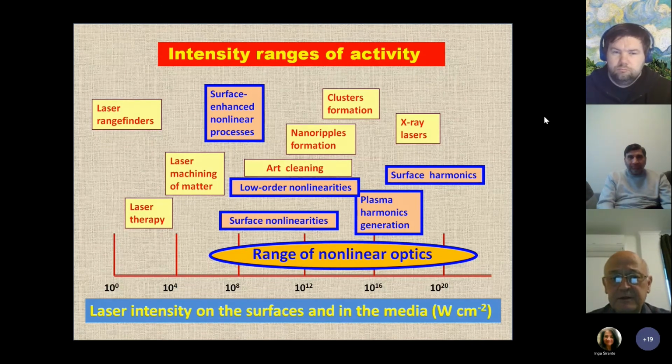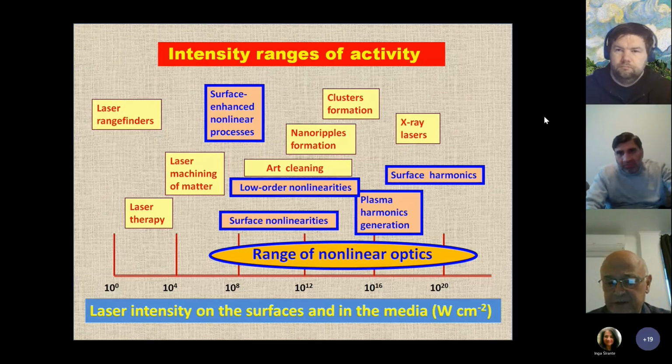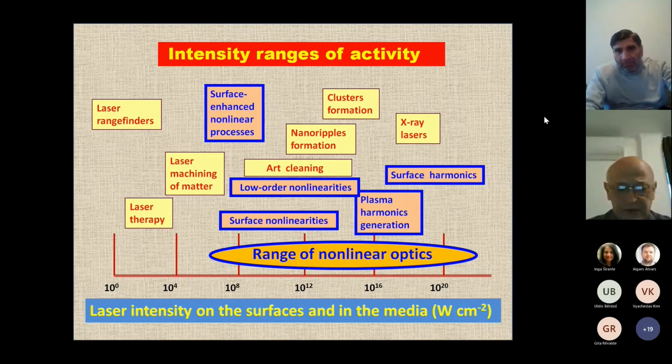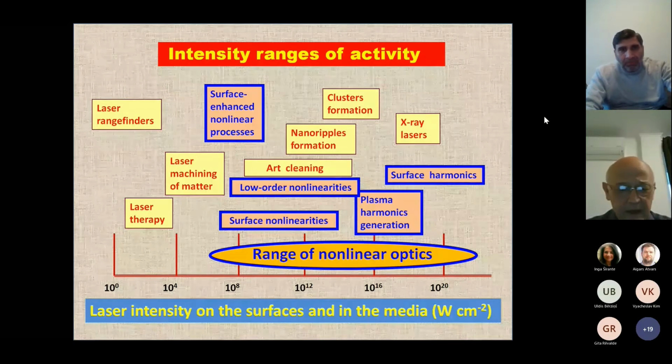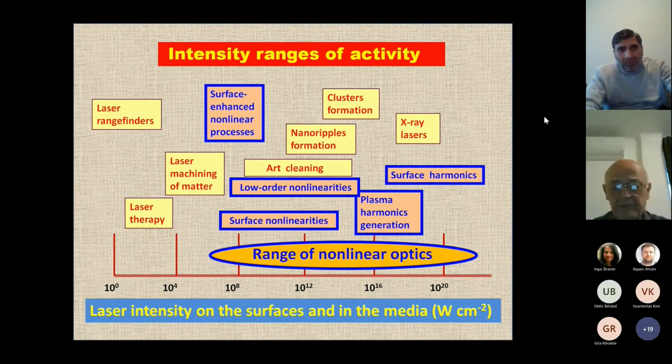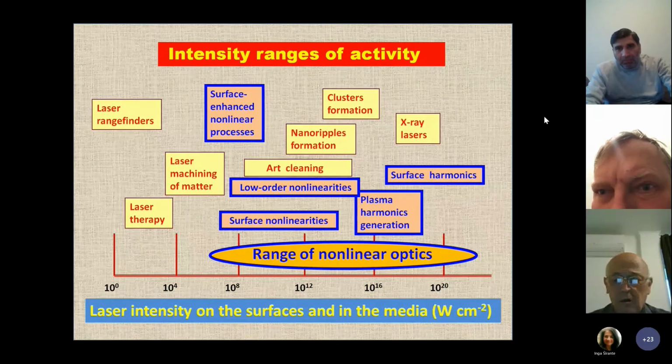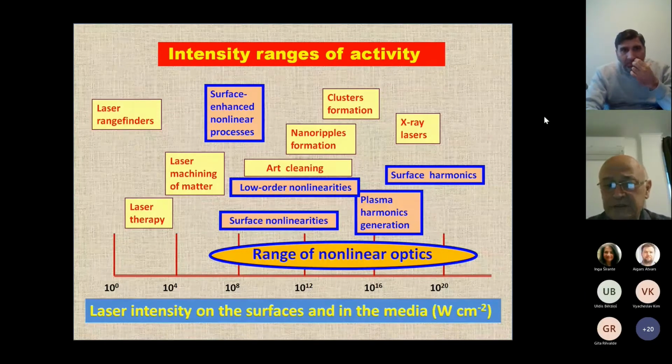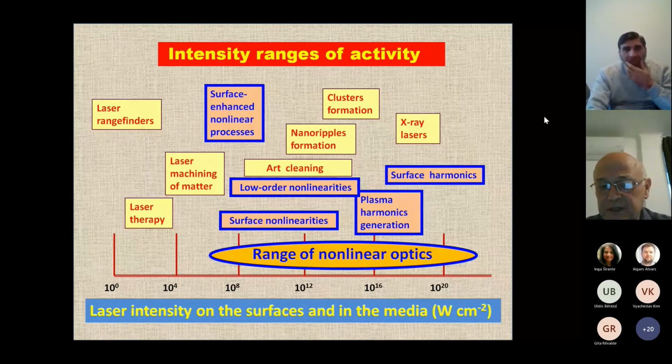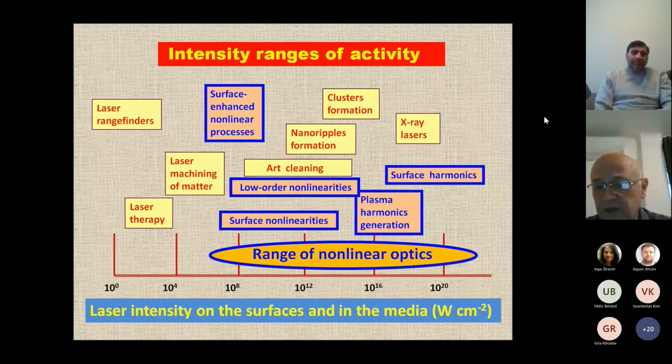Here I presented the intensity range of activity. Below you see the x-axis where I put laser intensities on the surfaces and inside the media, which spans from 10^0 up to 10^23 watts per square centimeter. Over a long time of my activity, I worked with laser rangefinders, laser machining of matter, laser therapy, art cleaning, nanoripples formation, clusters formation, and X-ray lasers.